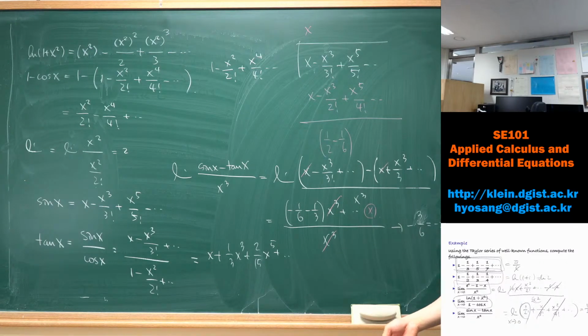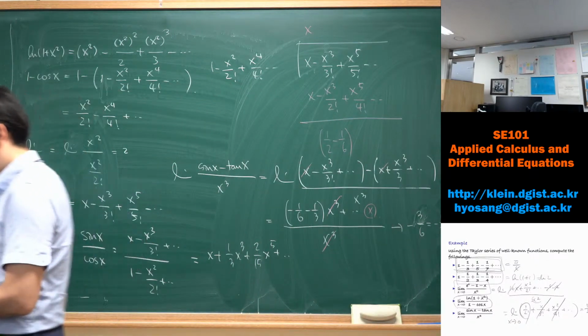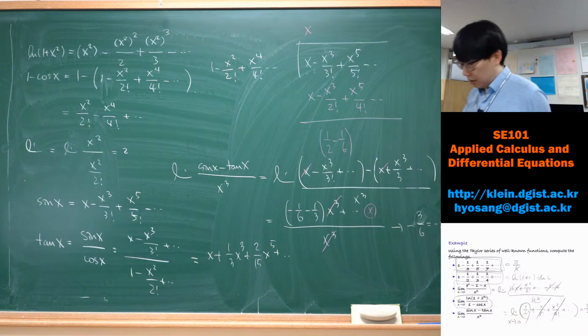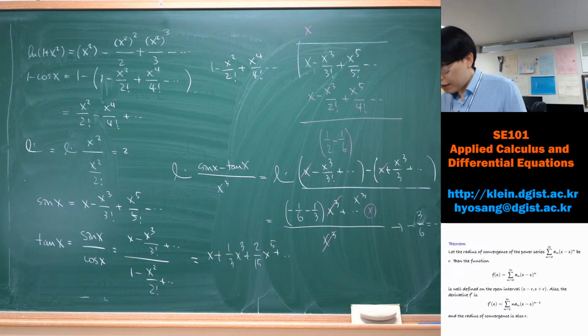Okay. You can also use L'Hopital's rule because it goes to 0 in both the denominator and numerator, but you can also use the Taylor series like this. Okay, let's try to finish this slide today.